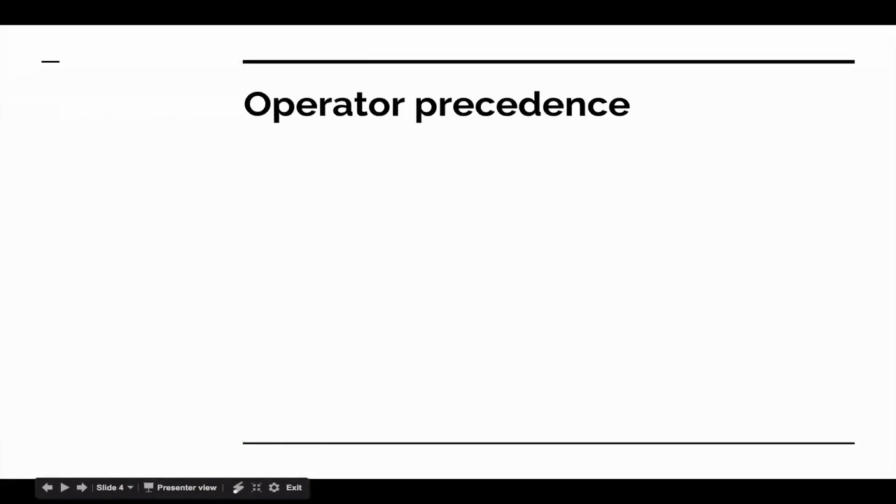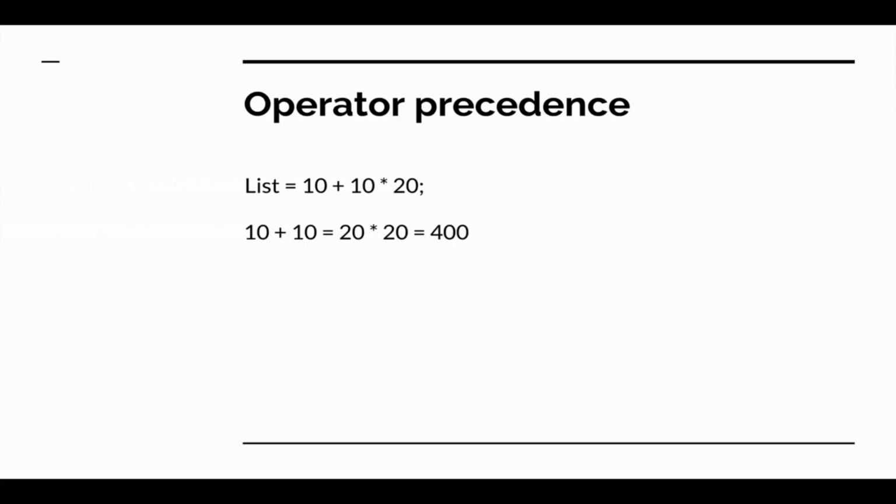Next, JavaScript has this operator precedence. Let me give you an example. So list equal to 10 plus 10 multiplied by 20. If you can give a guess, you might think that it will add 10 plus 10, 20, and then multiply 20 by 20, which is going to give me 400. So that would be in the list value, right?